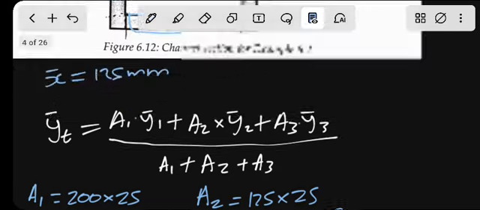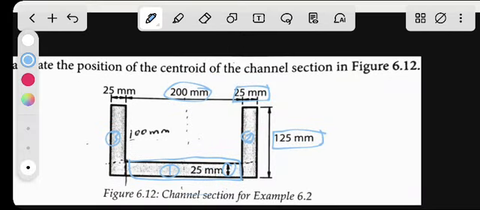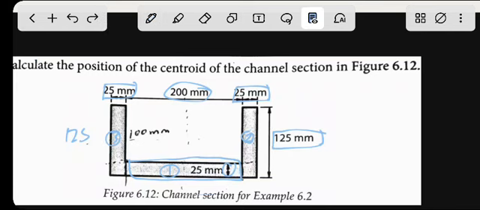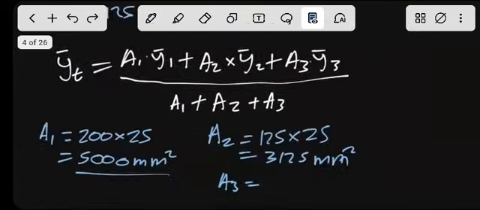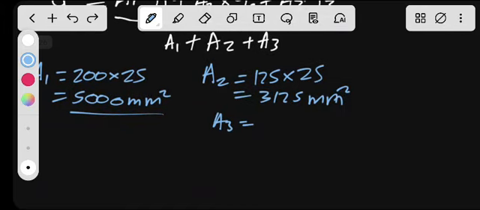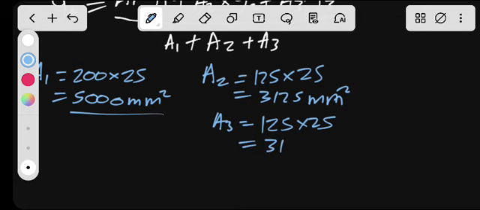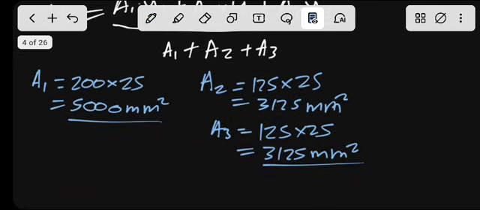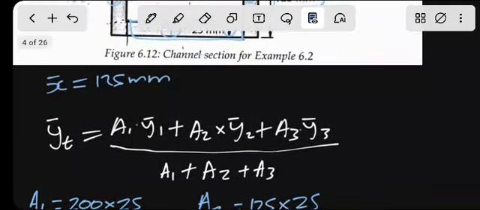Area 3 will be similar to this one. Here we have 25. Also this height will be the same, again 125. So it will have the similar thing, similar to area 2 there. We'll have 125 multiplied by 125. This will be 3125 millimeter squared again. So those are similar. All right, we have these areas, 1, 2, 3.